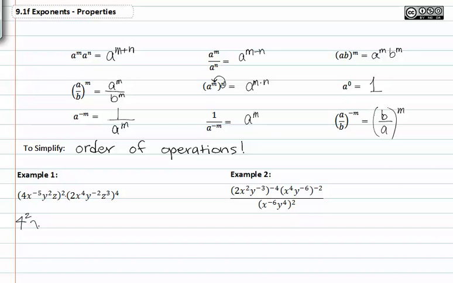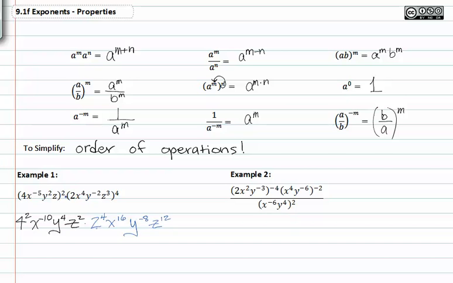4 to the second, x to the negative 10, y to the fourth, z to the second, all multiplied to 2 to the 4th, x to the 16th, y to the negative 8th, z to the 12th. Remember, a power raised to a power means you have to multiply your exponents down.